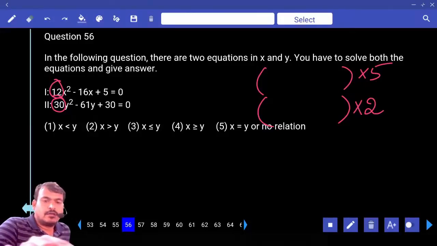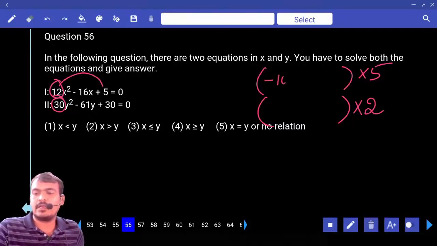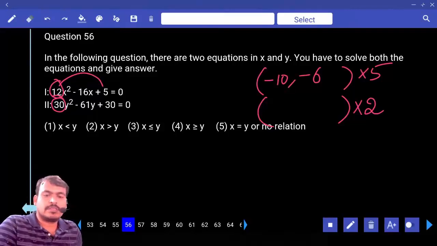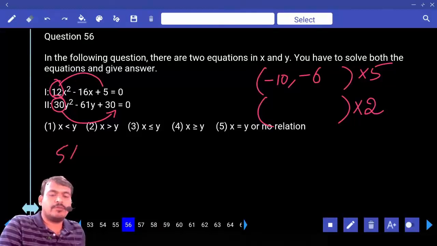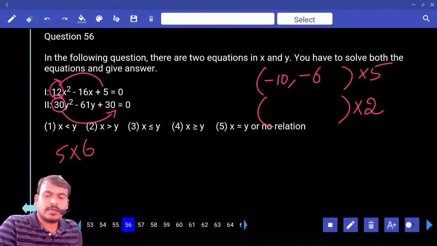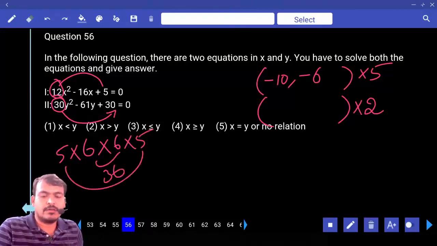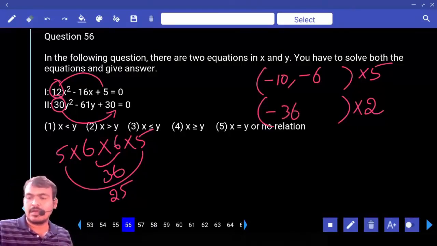Okay. 12 5s are how much? 60. One will be minus 10, another one is minus 6, or not? Next, the second one: 30 into 30 is 900. But 30 means we write 5 into 6, or not? Another 30 means we write 6 into 5, or not? 6 into 6 is 36, 5 into 5 is 25. 36 plus 25 is 61, or not? One is minus 36, another one is minus 25, or not.